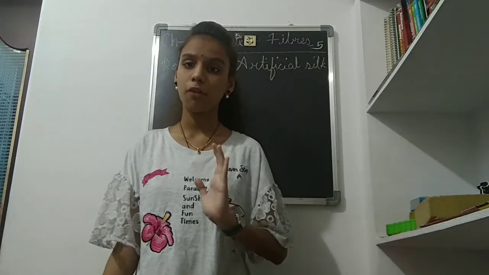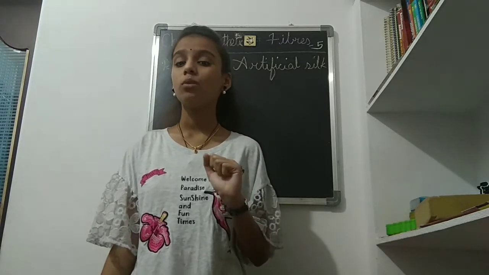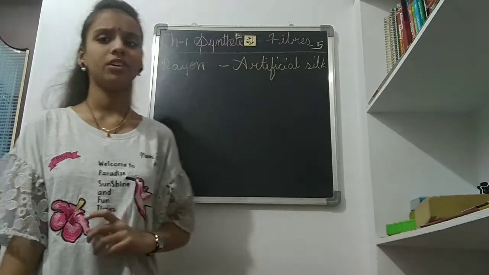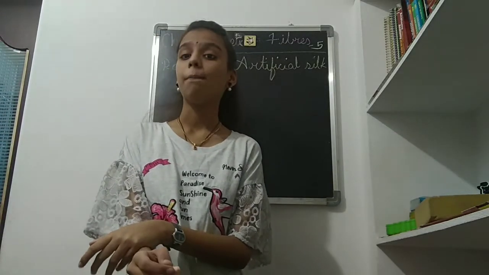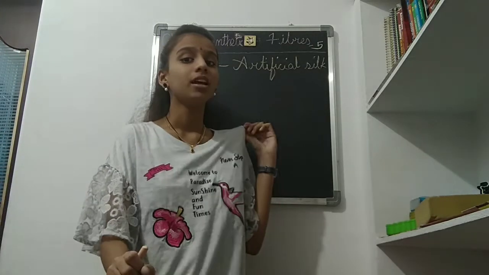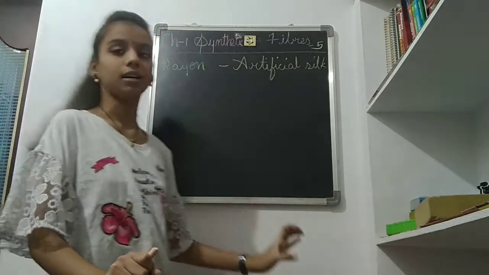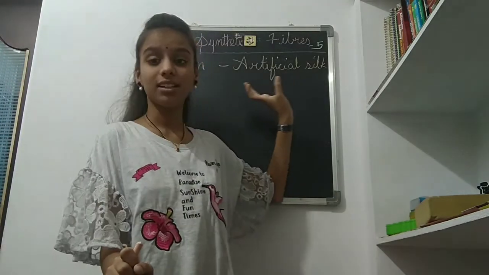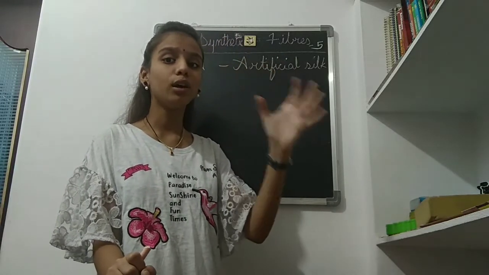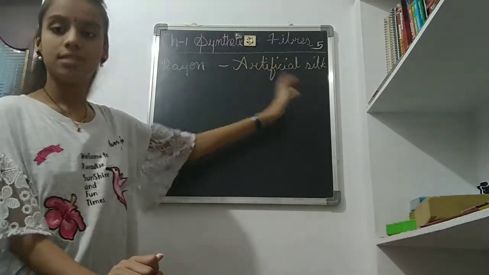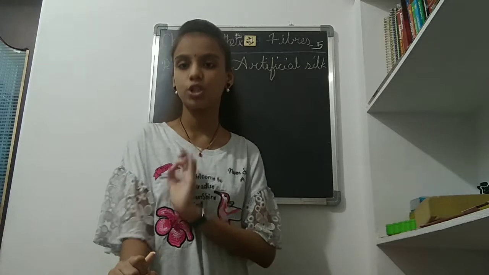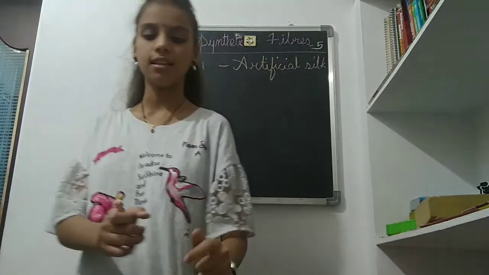Because silk is a natural fiber. It is obtained from the silkworm. Rayon is not obtained from plants and animal species. Then why is it called artificial silk? Because in appearance, rayon looks like silk. It is a synthetic fiber, but to see it looks like silk. So it is called artificial silk, because it is not a natural silk.